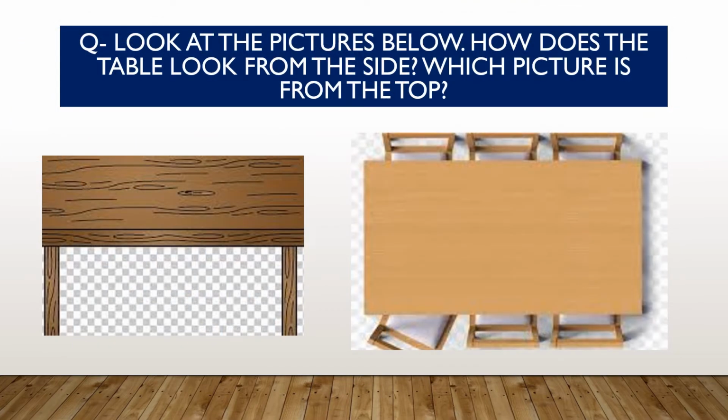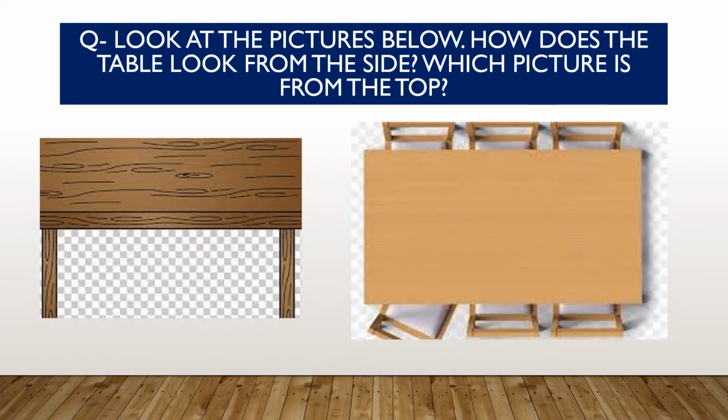To further clear this concept, can you help me answer the second question? It asks, look at the pictures below. How does the table look from the side? Which picture is from the top? I think we all can answer this by looking at the table at our homes. The left one is the side view of the table and the right one is the top view.